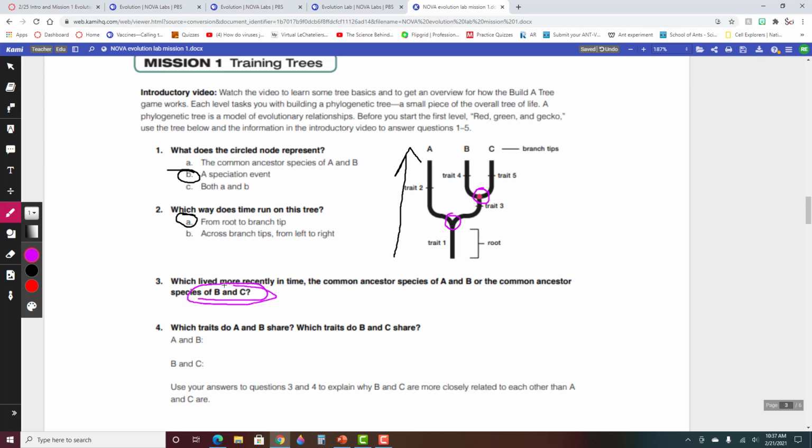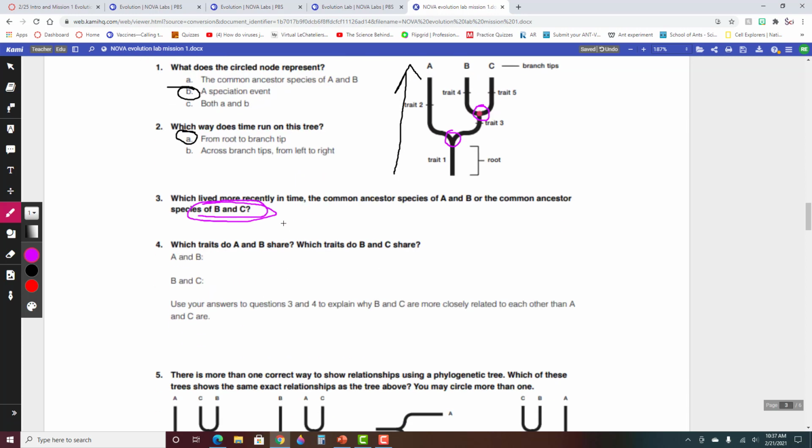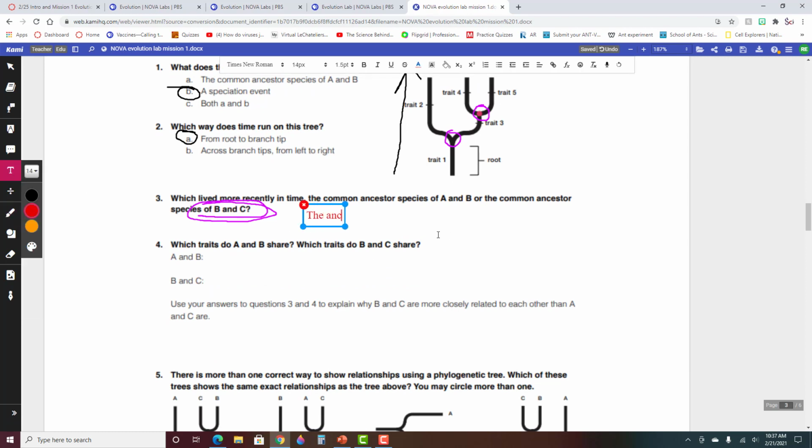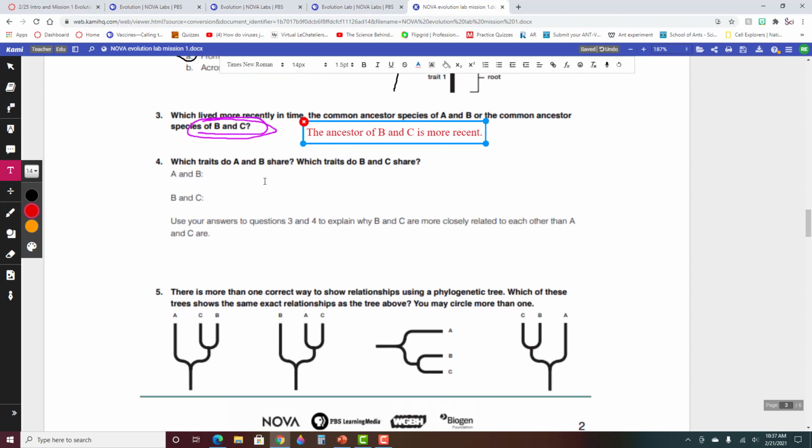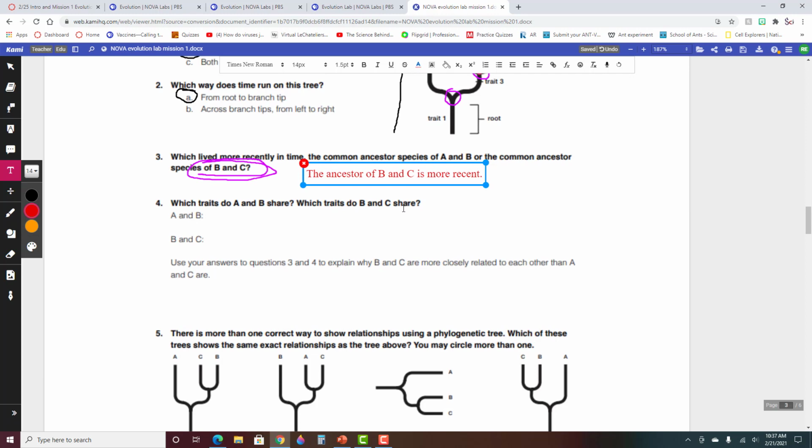And I'm just going to circle this, but you could write it out here. So remember to use your texting tool. The ancestor of B and C is more recent, because it's closer to the top of the tree. Alright, which traits do A and B share? Which traits do B and C share?